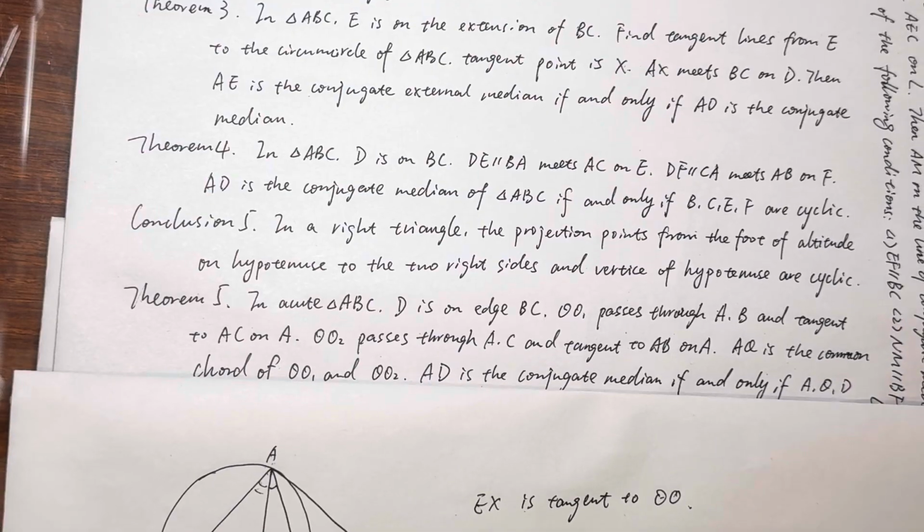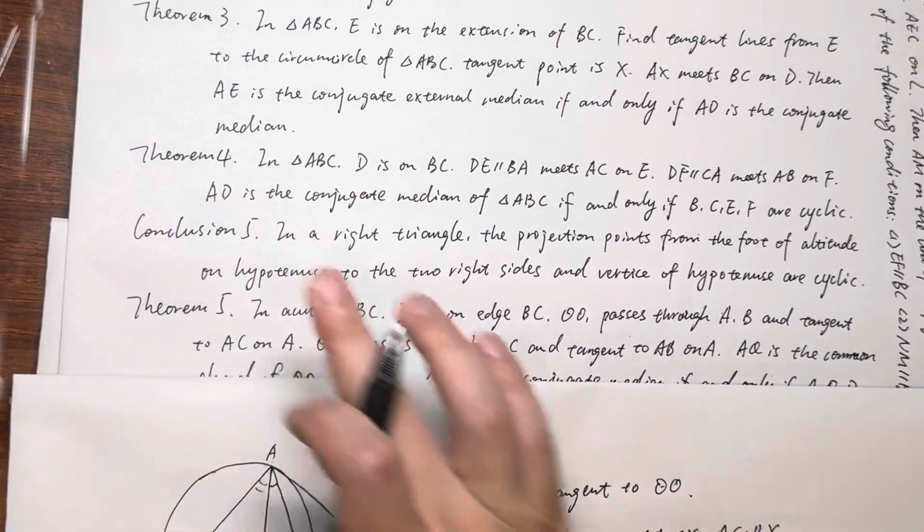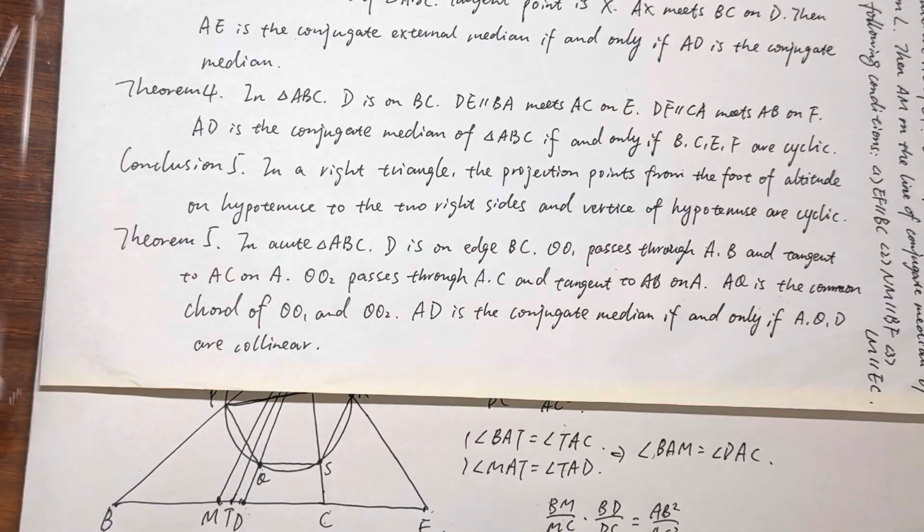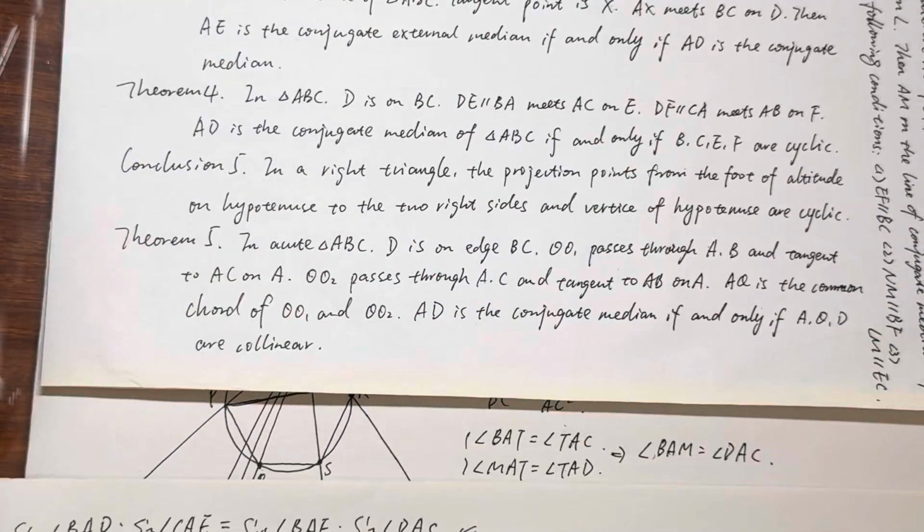Okay, let's look at theorem 4. Theorem 4 is saying that in triangle ABC, D is on B.